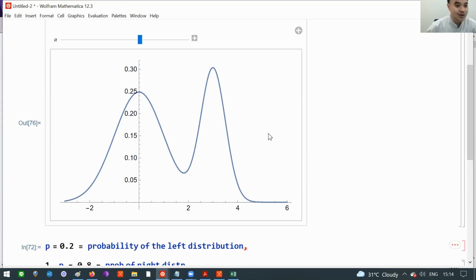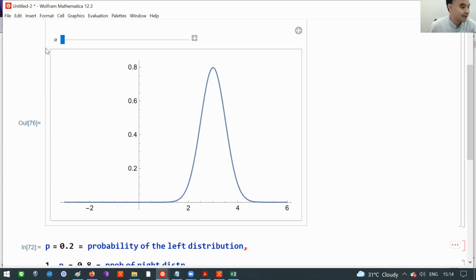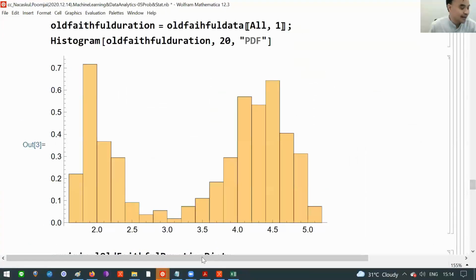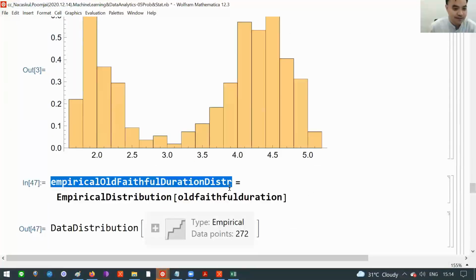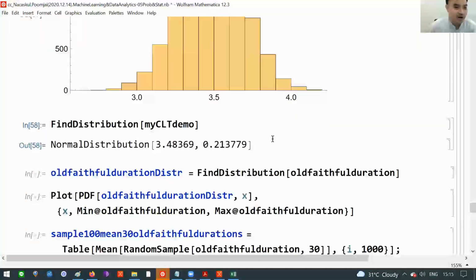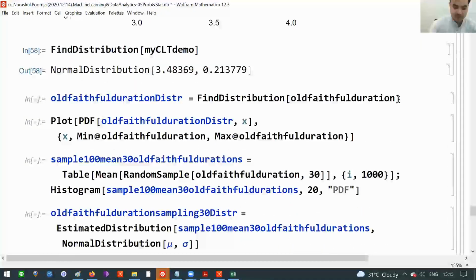So in your statistical class, you only get to fit 1, right? So you can't fit something like this. I'm saying if you can fit 1 and you can fit another one separately and balance the weight between them, you can fit a funny shape like this. Let's see if Mathematica is smart enough to do that. So let's find the distribution of this Old Faithful data.